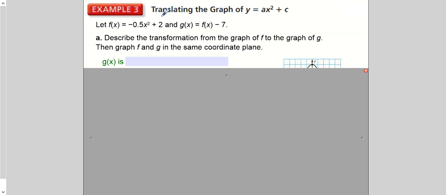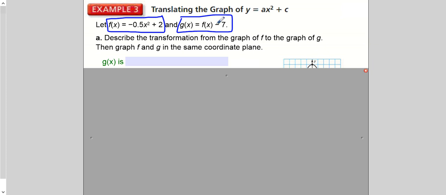This time, our f of x is not the parent function x squared. F of x equals negative 0.5 x squared plus 2, and g of x is whatever f of x is minus 7. Describe the transformation from the graph of f to the graph of g. Then graph f and g in the same coordinate plane.